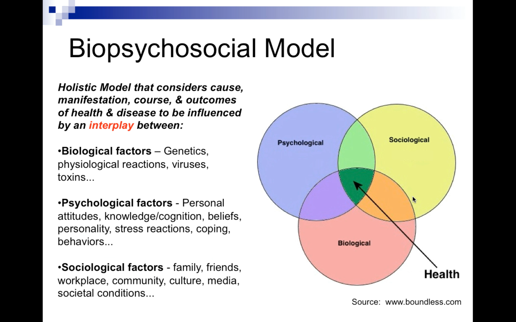In response, in 1977, Engel developed the biopsychosocial model of health. And it's just like it sounds, a holistic model that considers illness behaviors and recovery to be influenced by the physical nature of illness, that's the bio, impacted by beliefs and understandings of the condition and one's state of mind, that's the psycho, and affected by influences of family, friends, community, and workplace, that's the social.